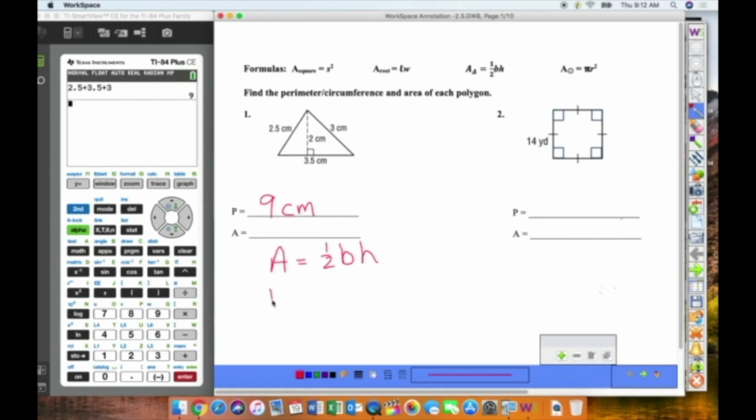I do not know the area, so A comes down, and then I've got a 1/2 there still. The base and the height, that's the interesting part. The base and the height have to be perpendicular to each other.